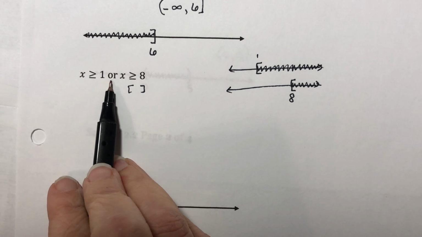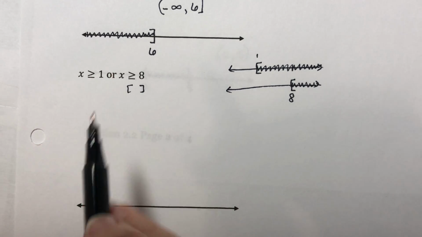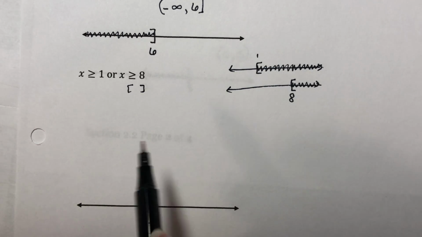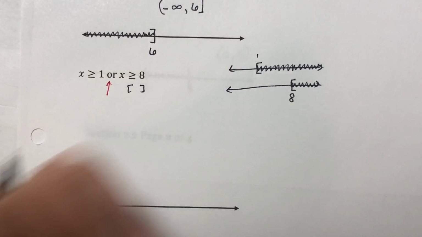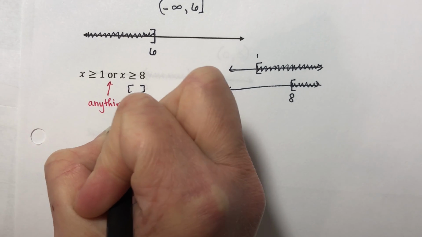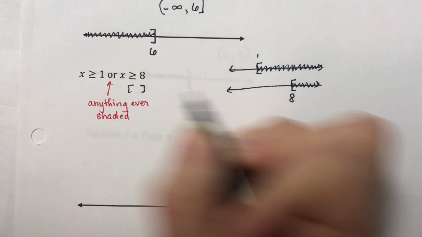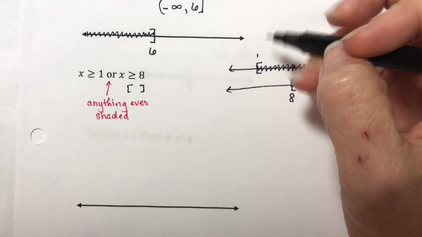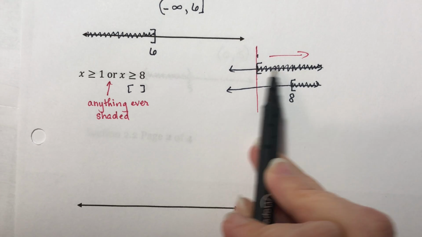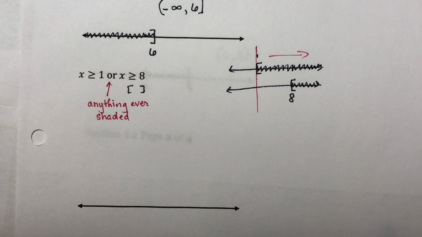Now we're looking for OR. I want an x value that works for this one, or works for both. So for OR, we pick up anything that is ever shaded. So where is this shaded by at least 1? From here up, correct? This is shaded once and everything else is shaded twice. But since it's OR, anything that's shaded at all is part of my answer.